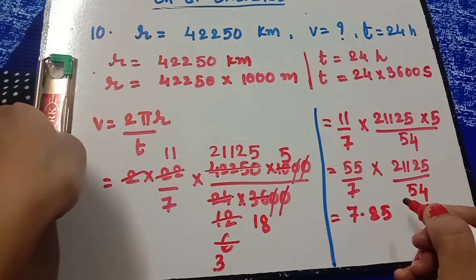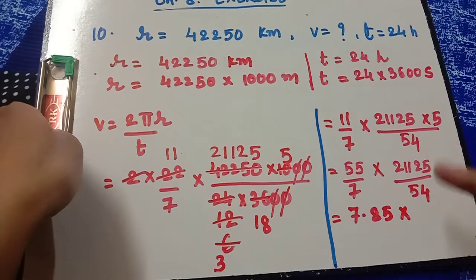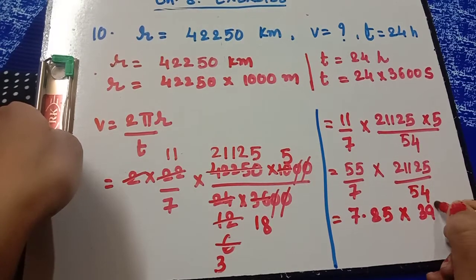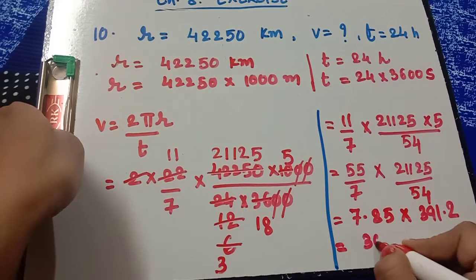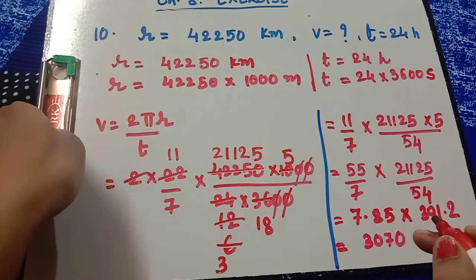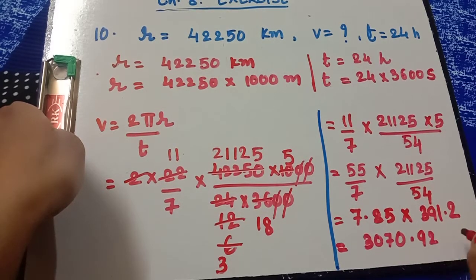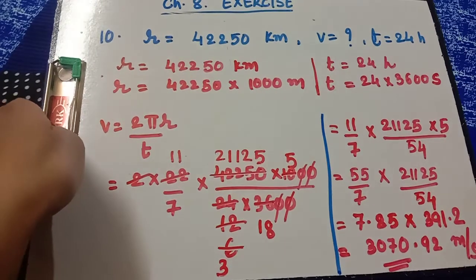7.85 into, if there is a mistake you can correct it, into 391.2, and if I multiply them, I will be getting 3070.92 meters per second. Okay, the final statement I will be giving you.